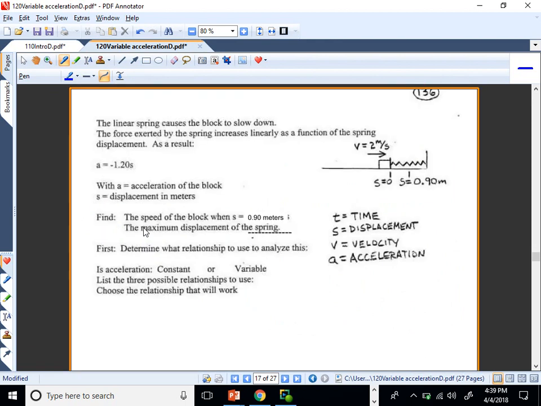Well, we look at one other here. Let's say we got a spring on a block. It's going to push that block, and we've got the velocity of the block going to the right. Looks like the spring's going to push back to the left there.